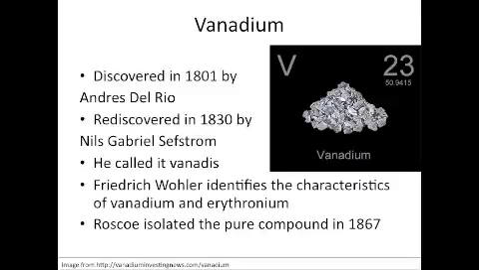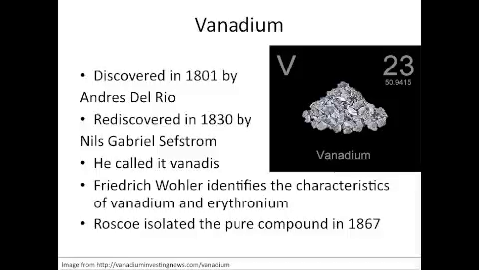In 1801, Andrés del Río discovered an unknown element in lead ore found in Mexico. This lead ore is red in color, which he called erythronium, which means red, but 4 years later, the scientist Collet-Descotils claimed that the compound found was lead chromate, which is actually not lead chromate. In 1830, Nils Gabriel Sefström rediscovered the element in iron ore, due to the colors produced by the unknown. He called it vanadium, after Vanadis, a Scandinavian goddess of beauty.